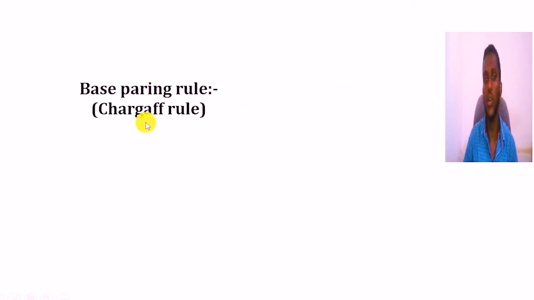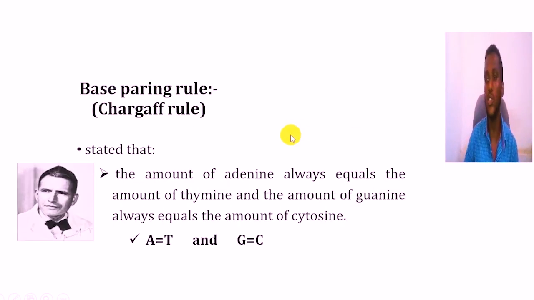So this is known as the base pairing rule, and this rule was raised or stated by Chargaff, so it is called Chargaff's rule. According to this rule, the amount of adenine (A) is always equal to that of thymine, and the amount of guanine (G) is always equal to that of cytosine.